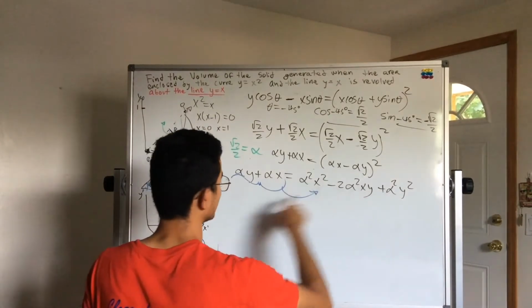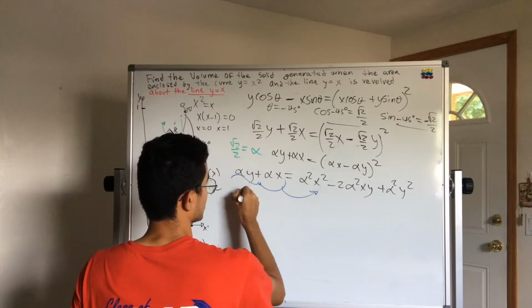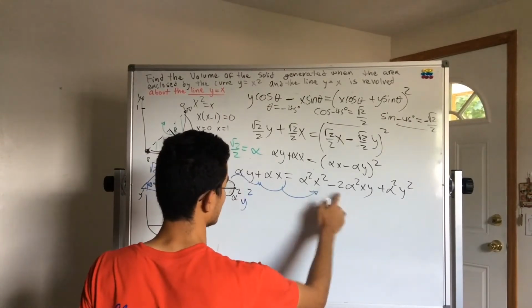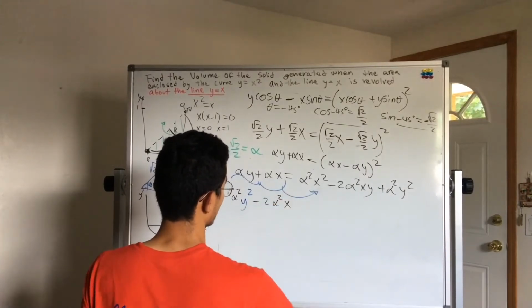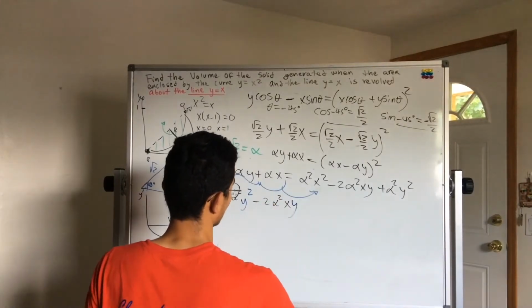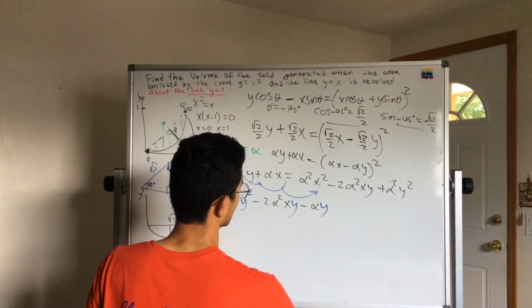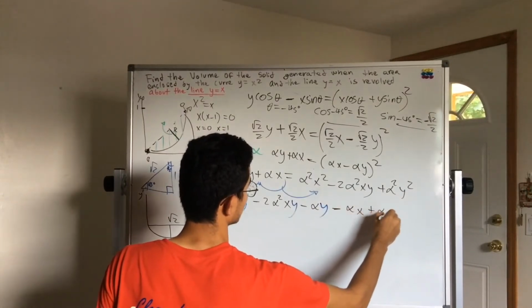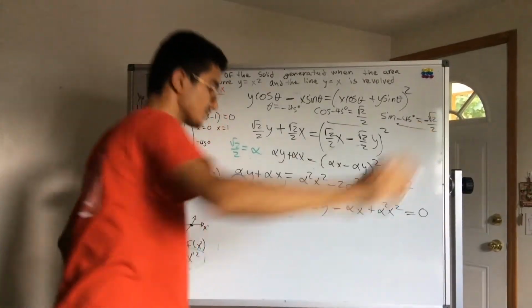Let's put the y squared in first. You're going to see y. So alpha squared y squared, minus 2 alpha squared x y, minus alpha times y, minus alpha x plus alpha squared x squared equals 0. All of that equals 0.